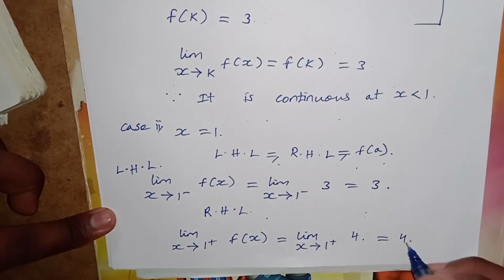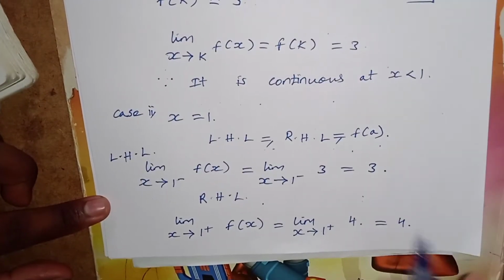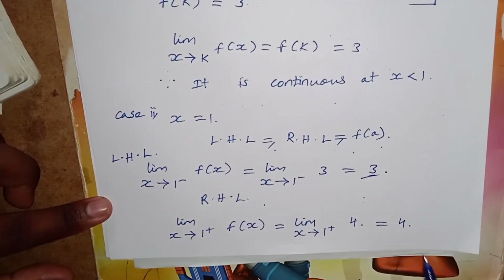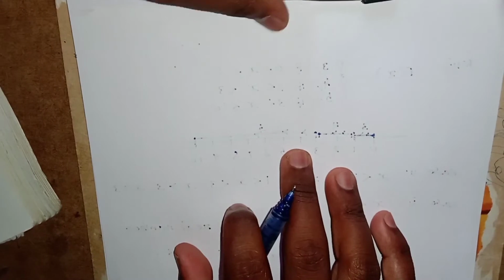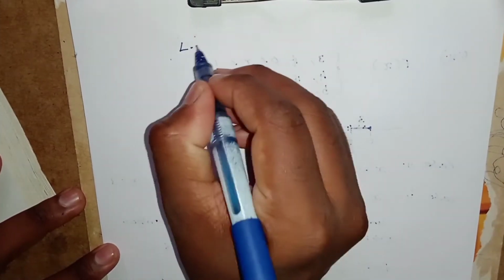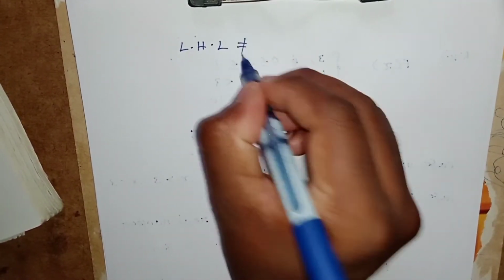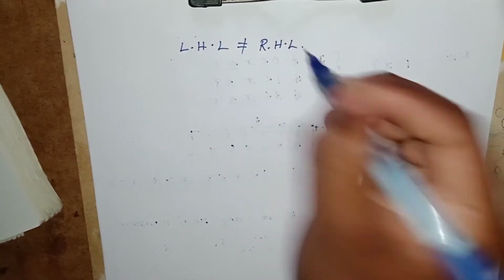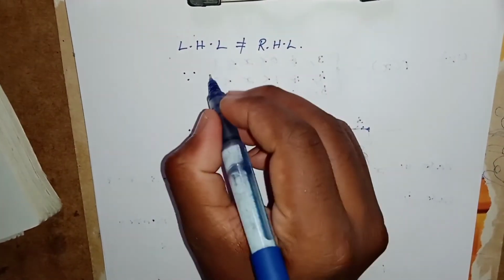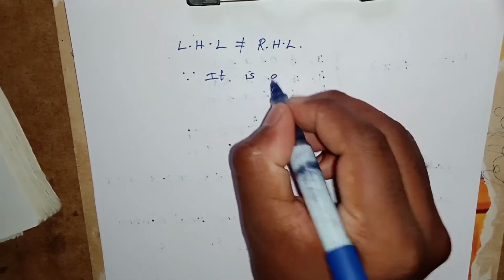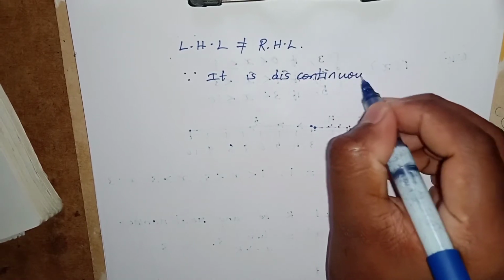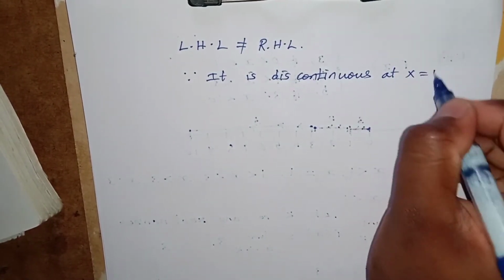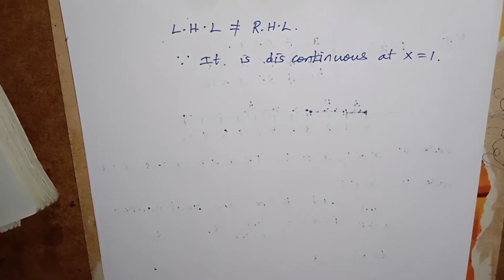Here left hand limit is not equal to right hand limit, because here the left hand limit value is 3, for the right hand limit here 4. Therefore finally you have to write left hand limit not equal to right hand limit. Therefore here it is discontinuous. Okay, here discontinuous at x is equal to 1. I hope you understood.